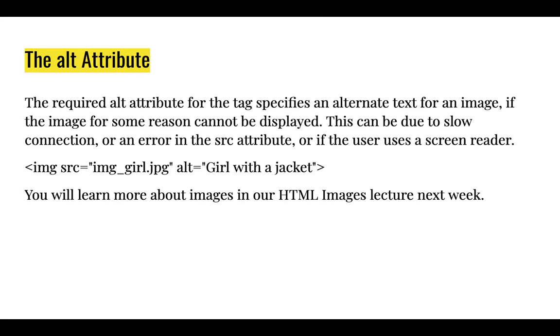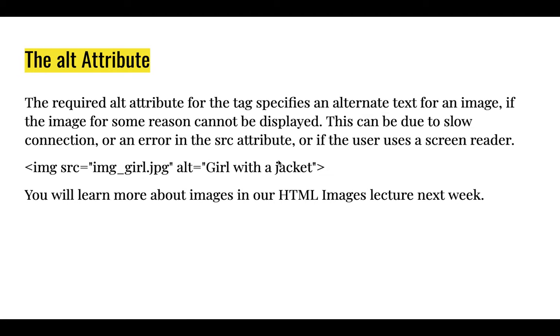The required alt attribute for the img tag specifies an alternate text for an image, if the image for some reason cannot be displayed. This can be due to a slow internet connection, an error in the src attribute, or if the user uses a screen reader. So in this example, the value of the alt attribute is "girl with a jacket."